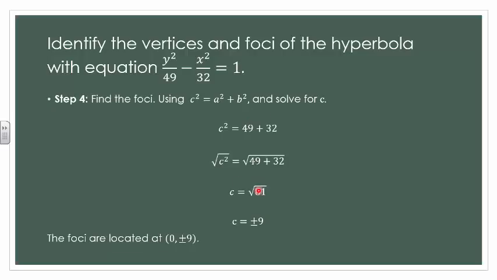Step 4, we find our foci. Using c squared equals a squared plus b squared, we solve for c. We have a squared and b squared given to us in this example. So c squared is merely 49 plus 32. We take the square root of both sides, and we end up with c equals plus or minus 9. And we have our foci located at (0, plus or minus 9), again representing two separate points, (0, 9) and (0, negative 9).